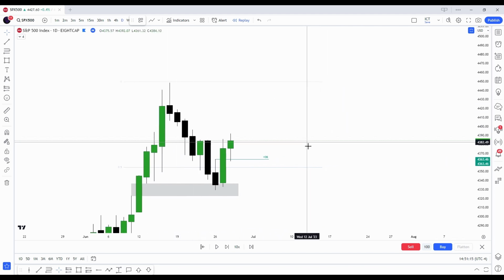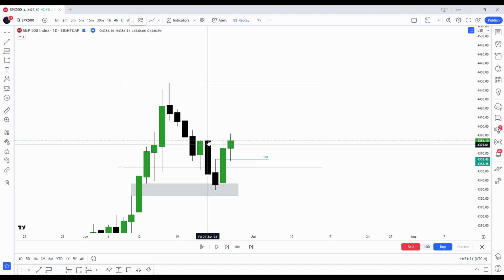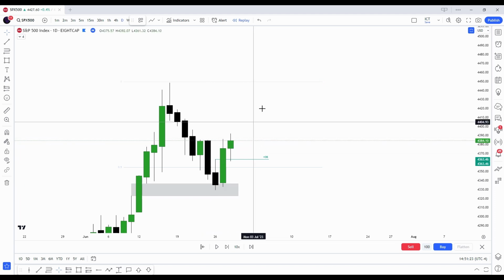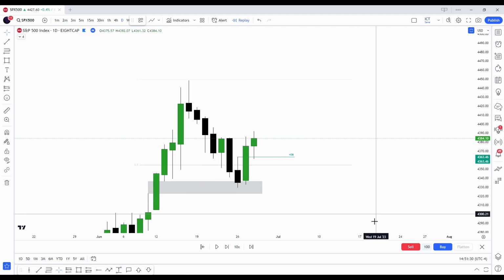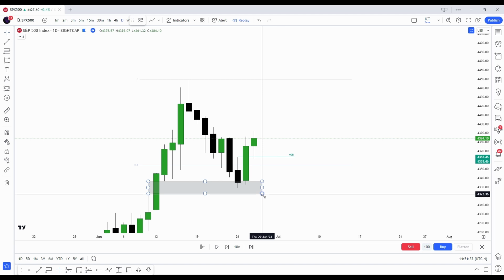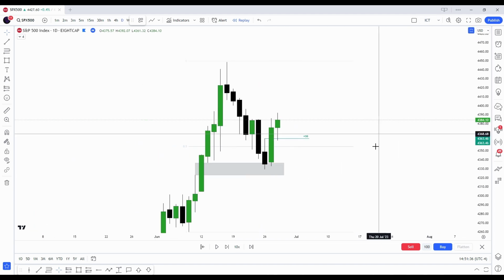Now how are we going to get there? As I said, we reacted from it. We're probably going to get to this imbalance, then react off the opening price from this range and continue up. But this is not important. What's important is that the bias for the next day is bullish. For this day, June 23rd, our daily bias is bullish.